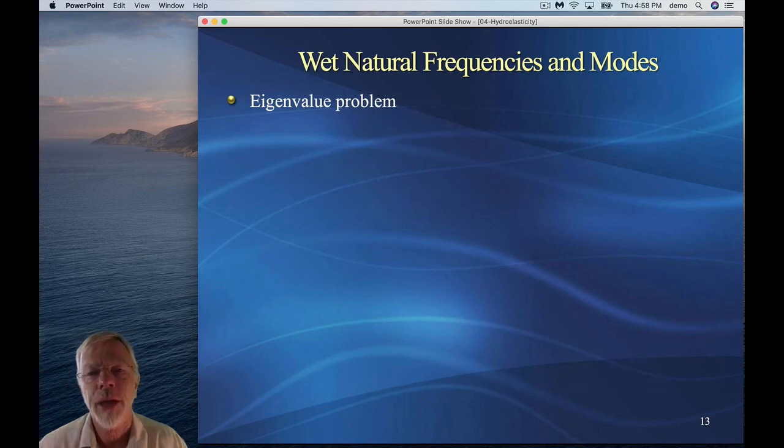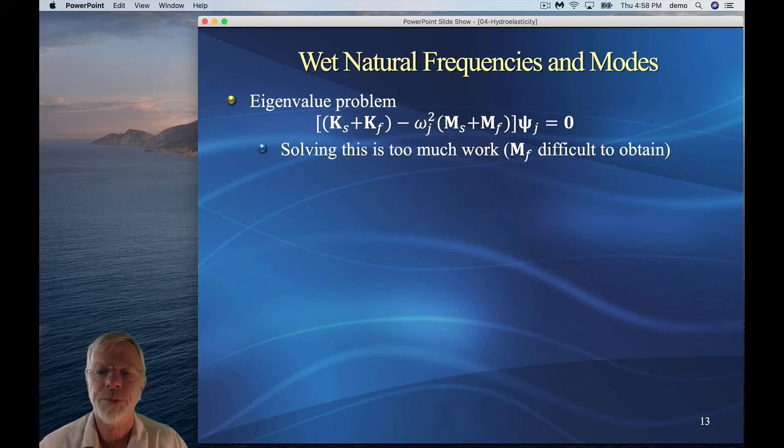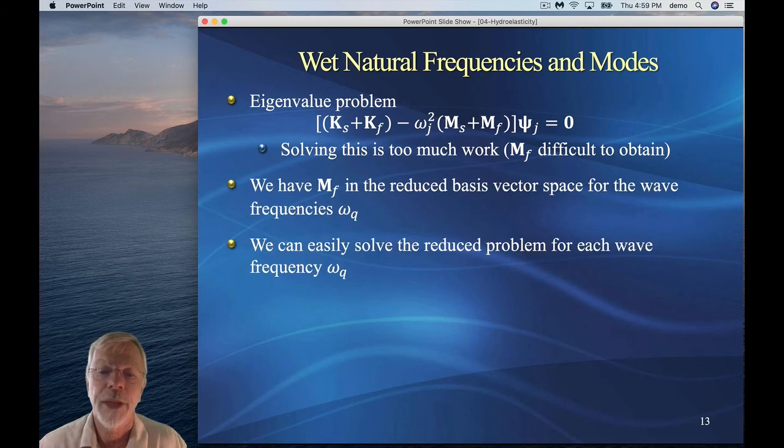Now let's talk about calculating the wet natural frequencies and modes, because so far we've been using the dry modes. So we know we would have to solve an eigenvalue problem that involves the hydrodynamic damping matrix MF and KF. However, it's just far too difficult to calculate MF, and so it's too much work to solve this problem. We can, however, easily solve the reduced problem for each wave frequency omega q. In other words, we've solved for MF for a range of wave frequencies omega q. We can use those values for MF in the eigenvalue problem.